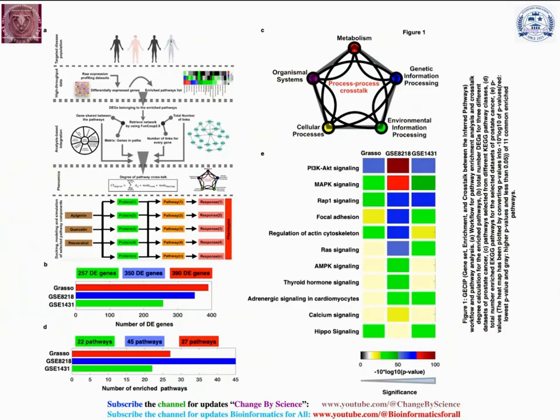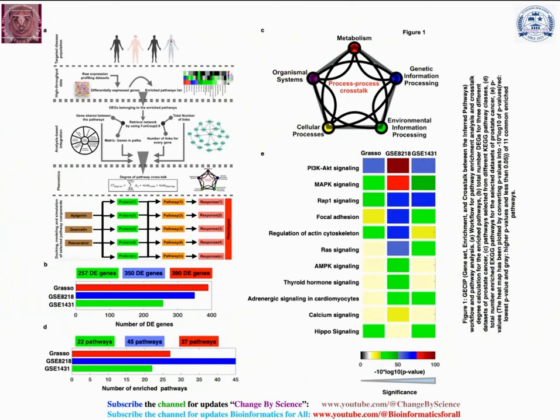For example, in Grasso, the total number of differentially expressed genes is 390 for prostate cancer, but in GSE 8218, it is 350 differentially expressed genes, and in the third data set, GSE 1431, it is 257 differentially expressed genes. But when we are looking for the total number of enriched pathways, then in Grasso, it is 27 pathways, and then in GSE 8218, it is highest, that is 45 pathways. Then in the third case, GSE 1431, it is slightly lower, that is 22 pathways.